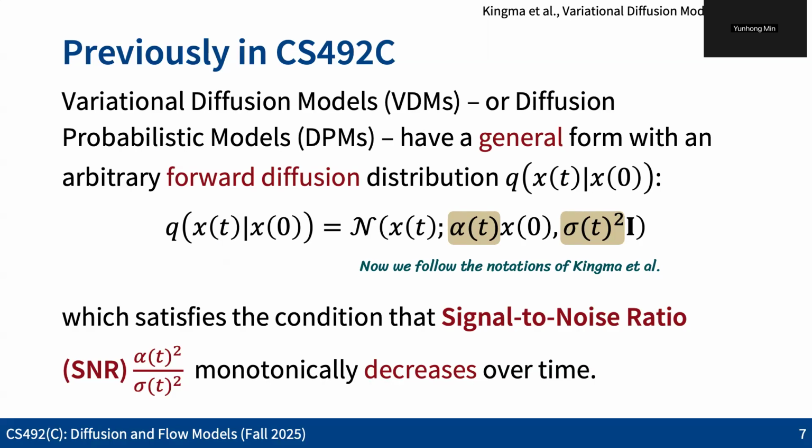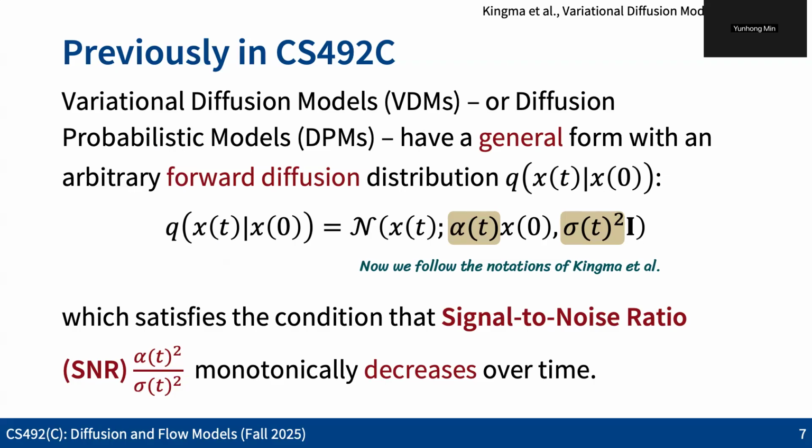In this case, the only constraint we have for the definition of the alpha function and the sigma function is that we need to define these two functions in a way that the signal-to-noise ratio, the ratio between the alpha and the sigma, monotonically decreases over time. The meaning of having this SNR decrease over time is that we are gradually adding noise into the data point in a way that at the end it becomes one of the samples of the standard Gaussian distribution.